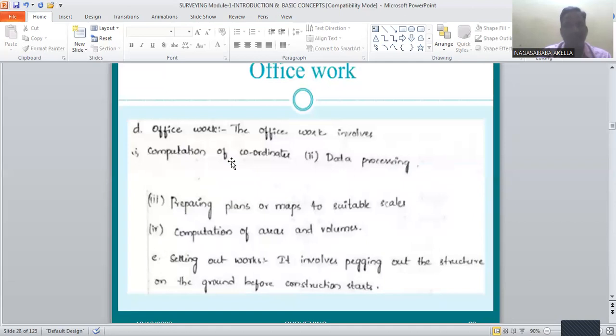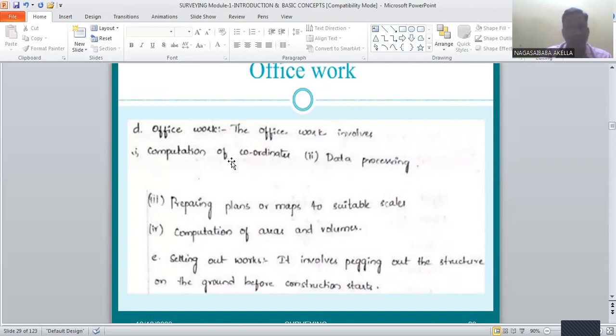Next, last phase is office work. You have to get back to office, and this office work consists of 2 parts: computation of coordinates and data processing. And third part is preparing plans or maps to suitable scale. Fourth point is computation of areas and volumes. Okay, so in office work, you have to calculate the coordinates and you have to process the data and you have to prepare or draw the plan or map to a suitable scale.